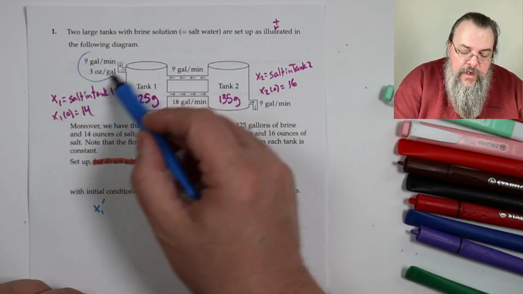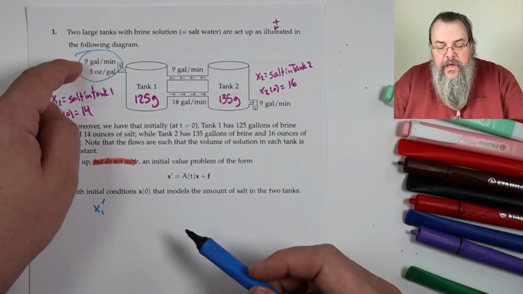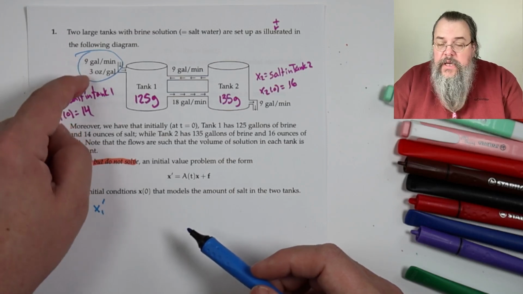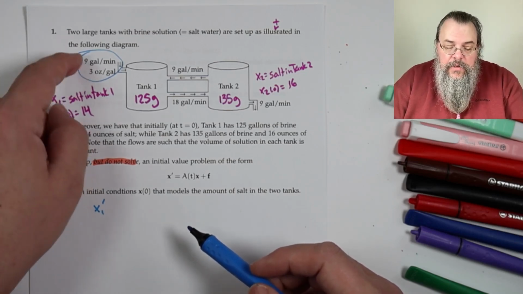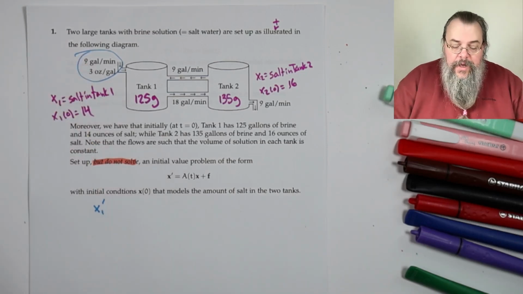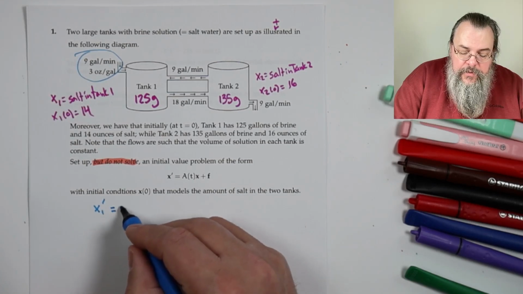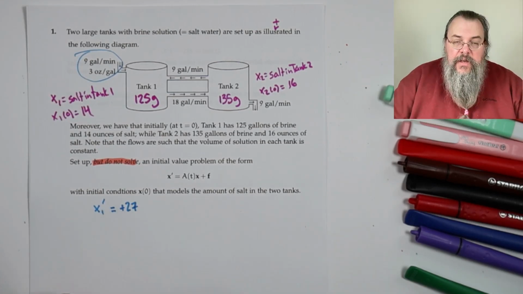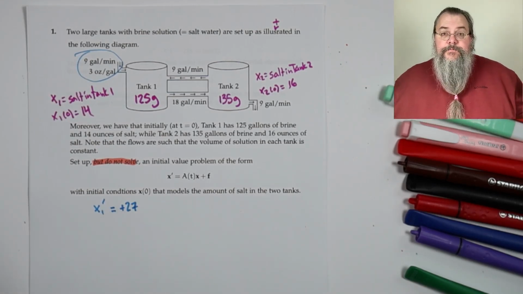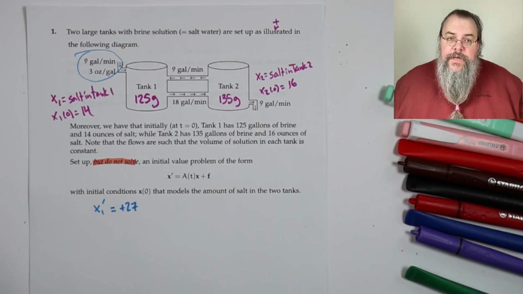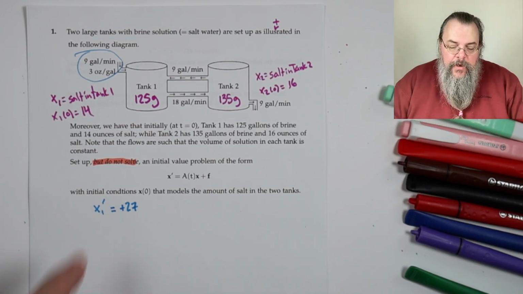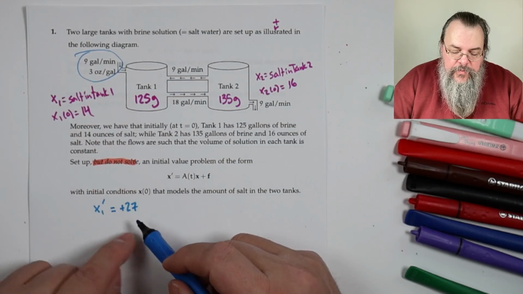Now, if we look at this, we see we have 9 gallons per minute, 3 ounces per gallon, and so if we combine those two, we would have an inflow of plus 27. And that's just always 27. 27 ounces are coming in every minute. Okay, so that's that flow.